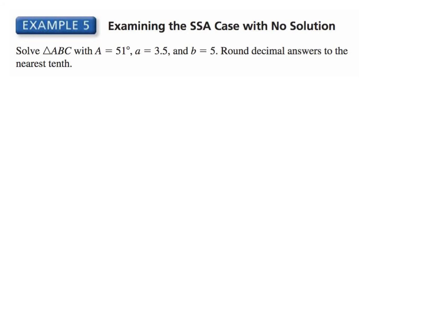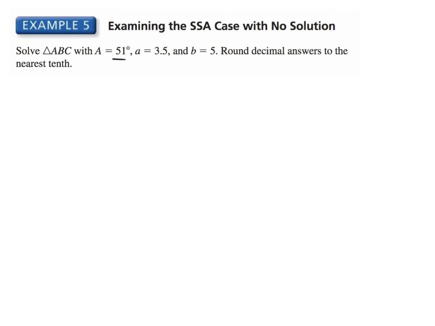Right, so now we are looking at a side-side-angle case with no solution. We are going to need to look at all our pieces and see what fits. First off, obtuse versus acute. If it's obtuse, it's a lot easier. If it's acute, there are 4 possibilities. The angle that we have is 51, and 51 is definitely acute.